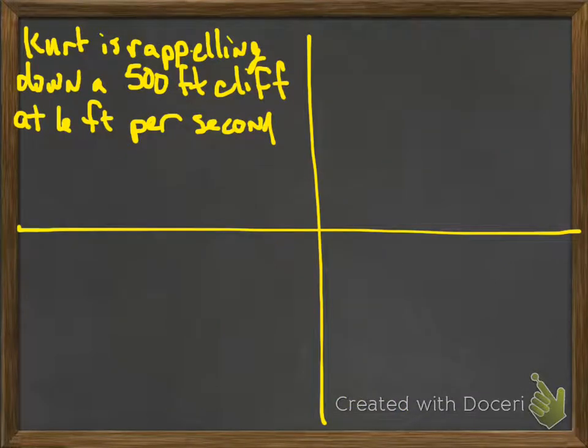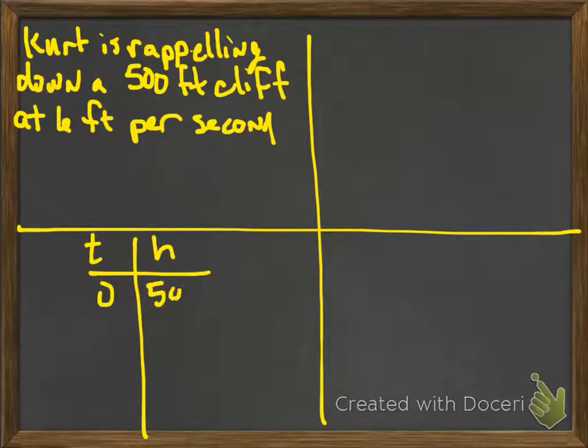Okay, finally, what I'm going to want you to go over is just something here. Let's take a situation. Let's see if you can represent it in the other formats. So let's look here. Kurt is rappelling down a 500-foot cliff at 6 feet per second. What I traditionally like to do is start off with the table. So, here's his time, here's height. At the very beginning, he's 500 feet high. Then 1 second later, he's 6 feet down, so that would be 494, subtracting 6. Then he goes down another 6 feet in another second, so 488.